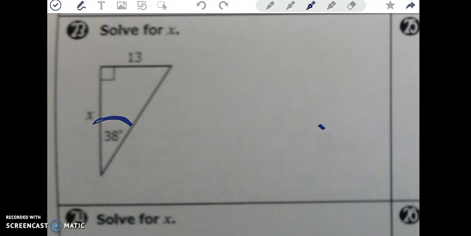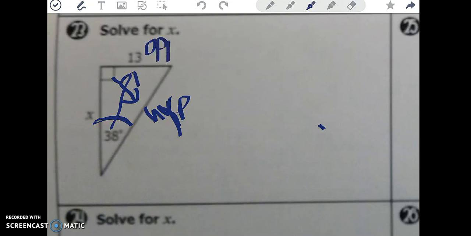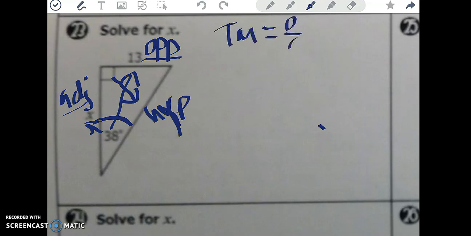So from the 38, again, let's identify all parts. This is the hypotenuse, directly across from the right angle. Directly across from the angle we're dealing with is the 38. That is the opposite. And the one that's right next to it, that is the adjacent. So in this particular problem, we're looking for the adjacent, and we have the opposite. So what deals with opposite and adjacent? Go back and look at your notes, and you'll notice that it is the tangent that deals with opposite over adjacent.